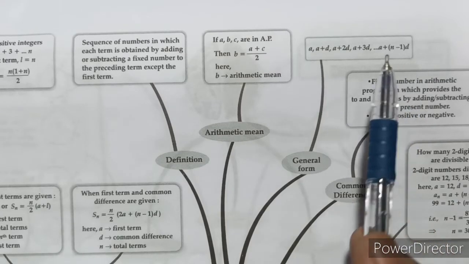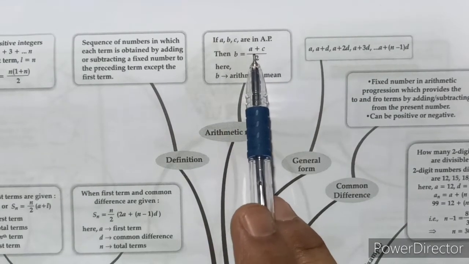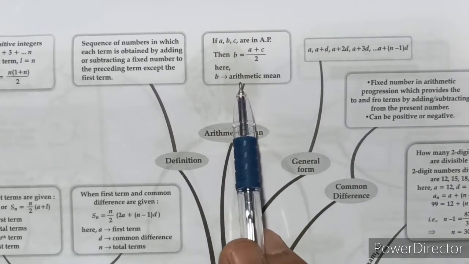a, b, c देयर आर द 3 टर्म्स, then the mean is equal to b, b equals to (a + c)/2 is called the mean, arithmetic mean.